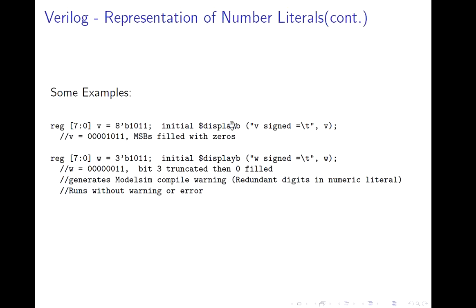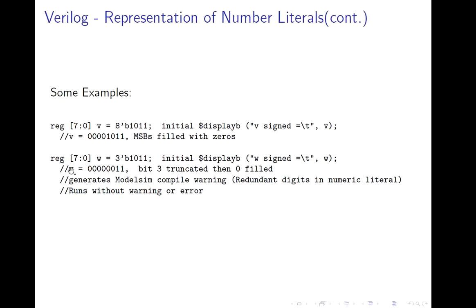Again, for now, don't worry about this dollar display. Dollar display is basically used to display the values on your screen. When we do the simulations, we'll get in depth on this display option. Now when I display the value V over here, how am I going to get it? V is written as 4 zeros followed by 1 0 1 1. Why have 4 zeros been appended in front of this? That's because you have mentioned it is an 8-bit register, but the value you are given is only 4 bits, and the register can store up to 8 bits, so the remaining bits will be filled with zeros. MSBs will be filled with zeros.